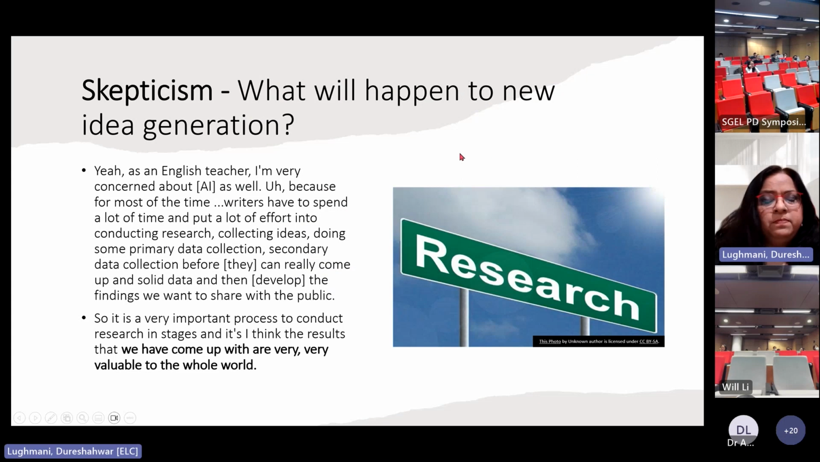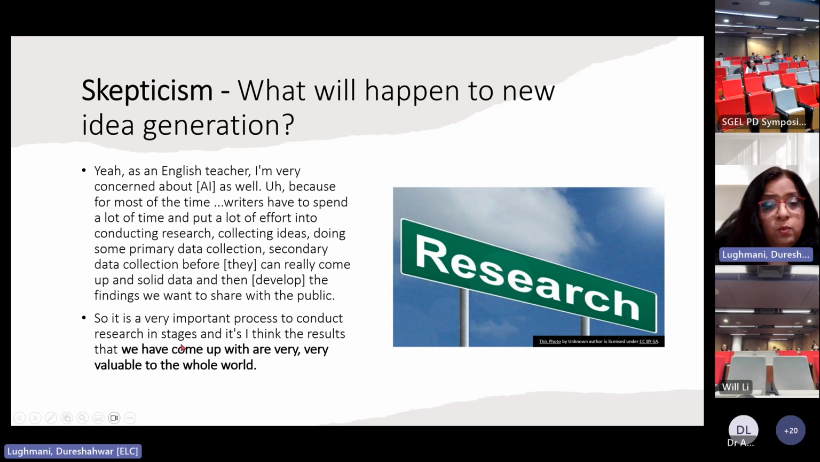Also, this was quite interesting. One of the teachers was very, very concerned about what will happen to new idea generation if students are going to generate their writing with AI. You are not going to go through the process of research, collecting ideas, doing primary data collection, and they'll just submit an essay that they generated within a matter of seconds. So she's very concerned about the idea generation.